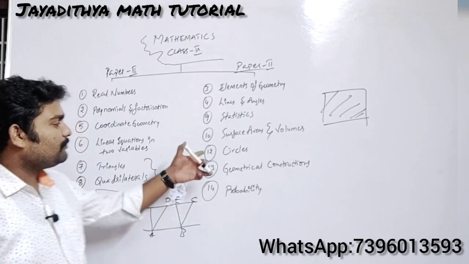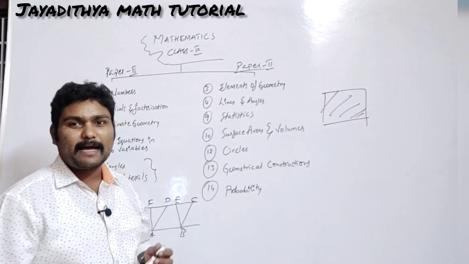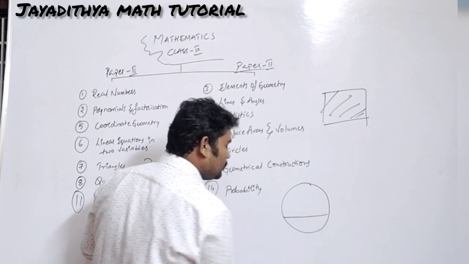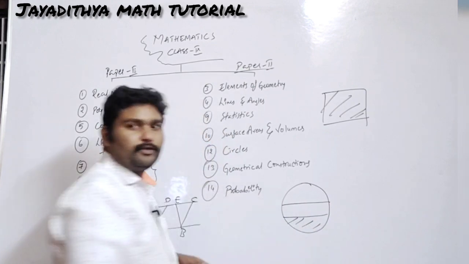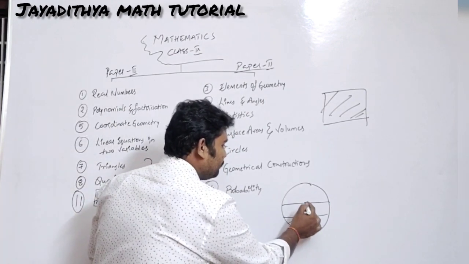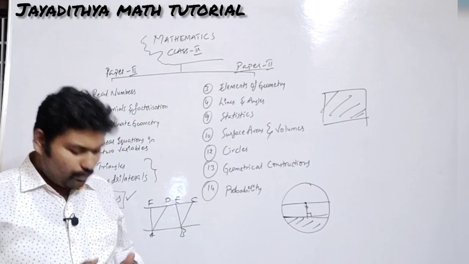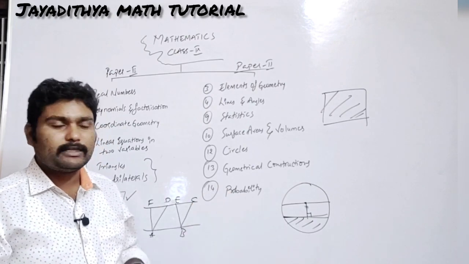After the 11th chapter you have the 12th chapter. In this you will be learning about circles. Very interesting chapter. What do you mean by circle? What do you mean by chord? What do you mean by diameter? What is a segment? And what happens when a perpendicular is drawn onto a chord? Such properties and theorems you will have, which will be very useful for you in your 10th class.